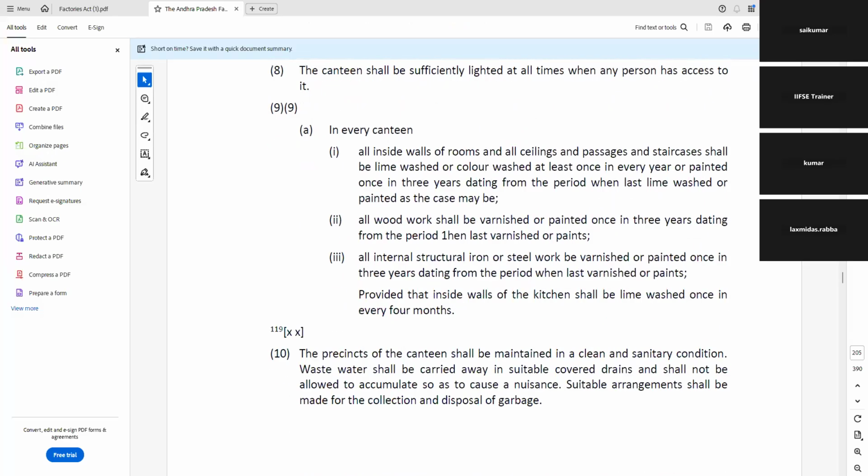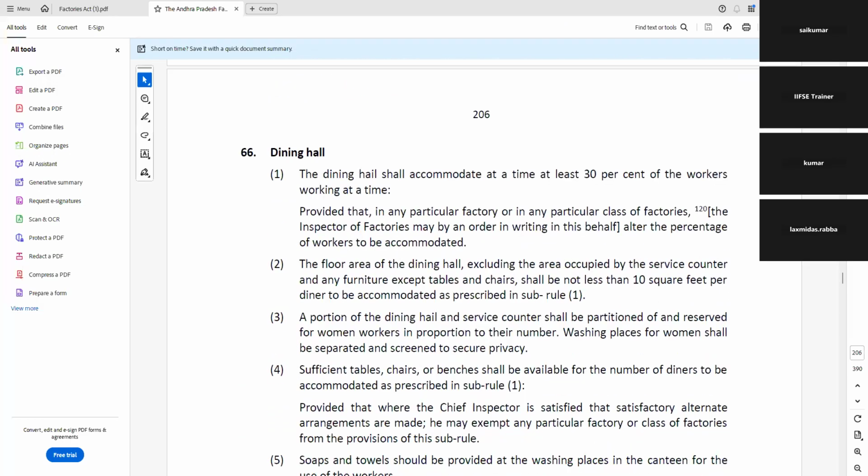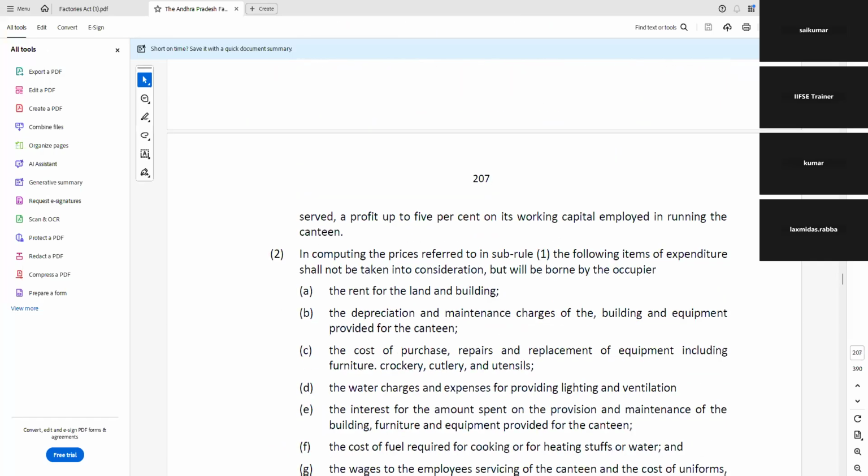Okay, these are the other provisions. Let us move on again to the dining hall.